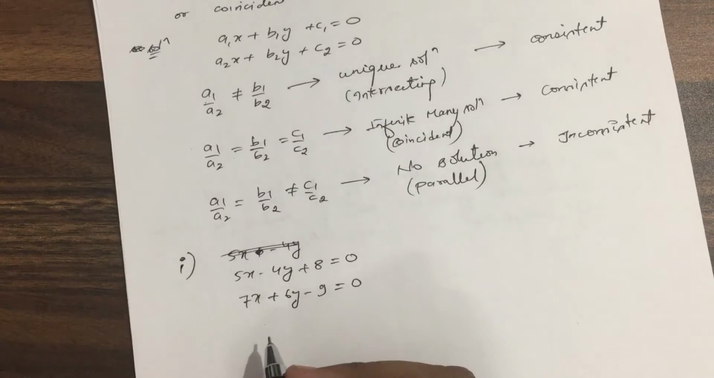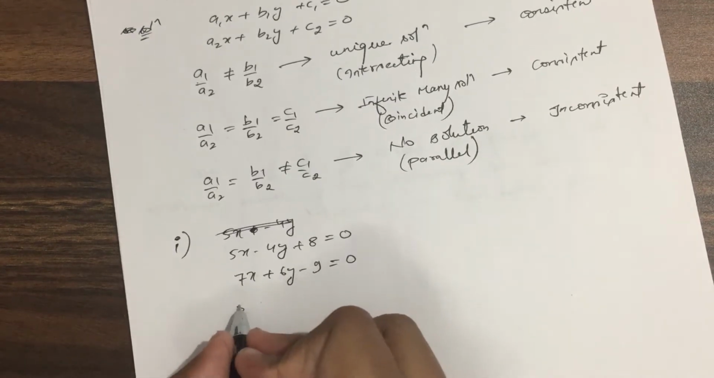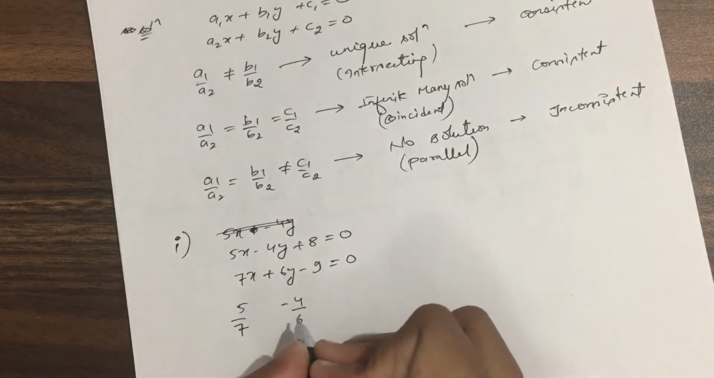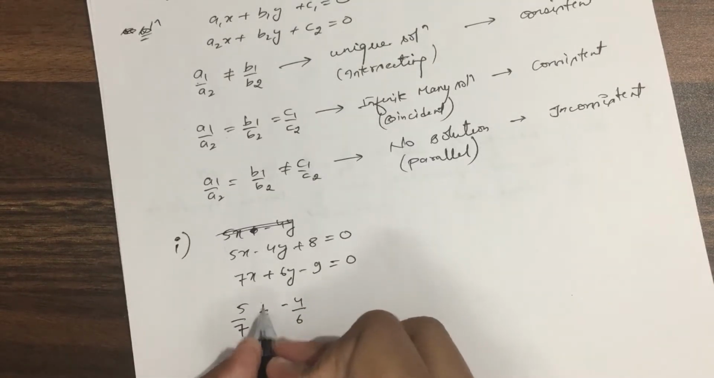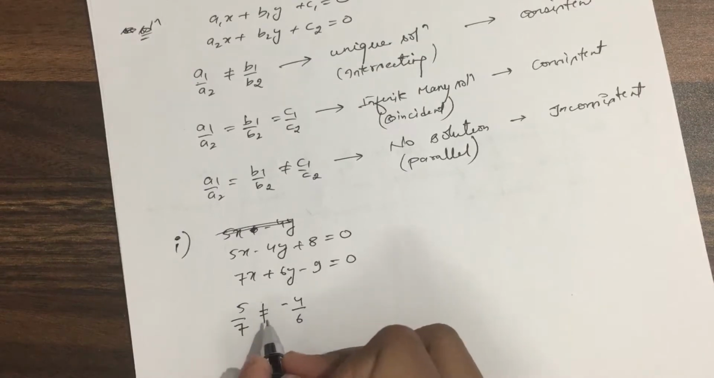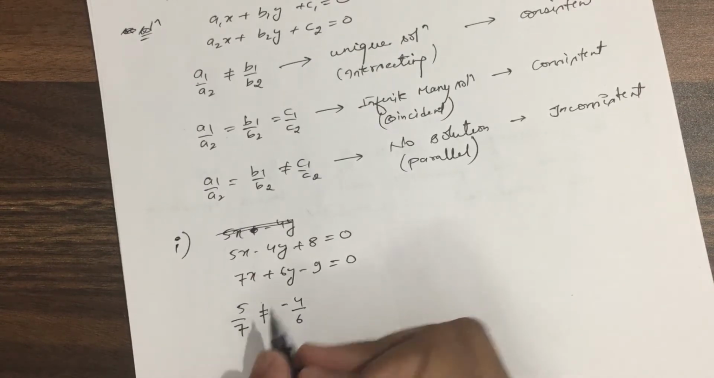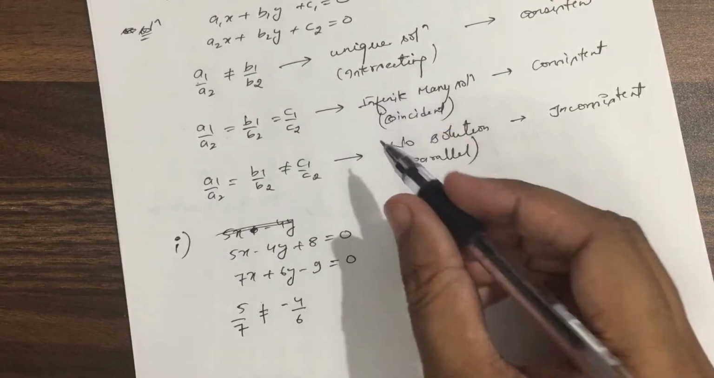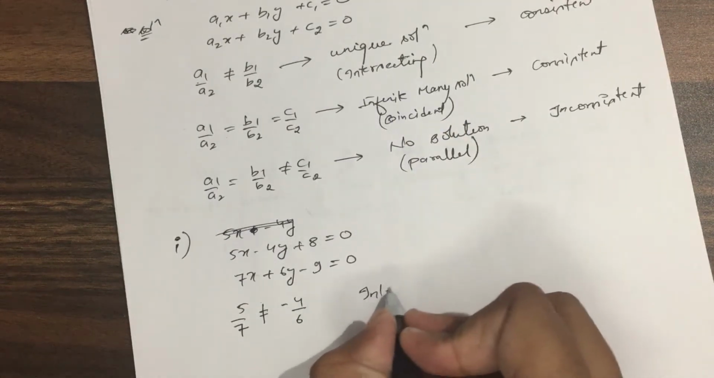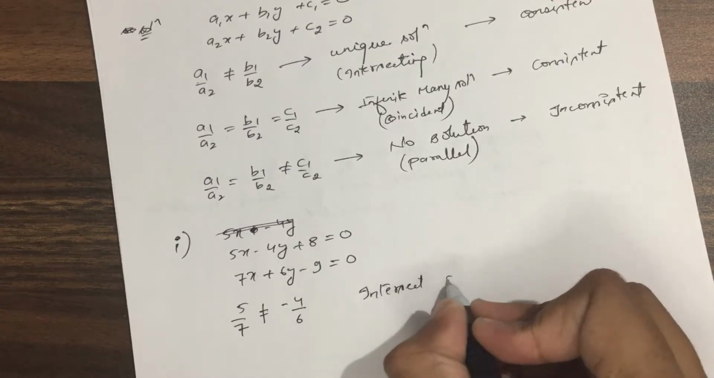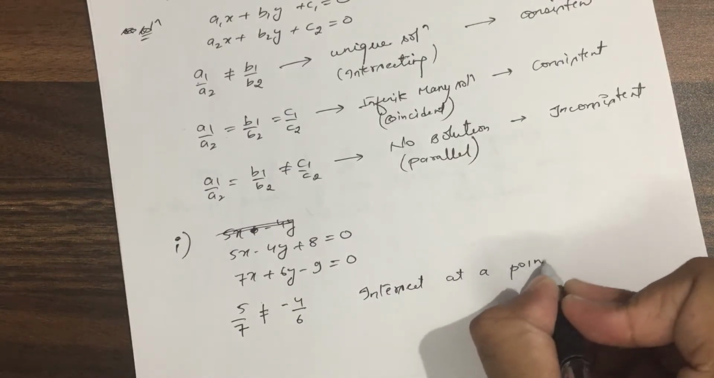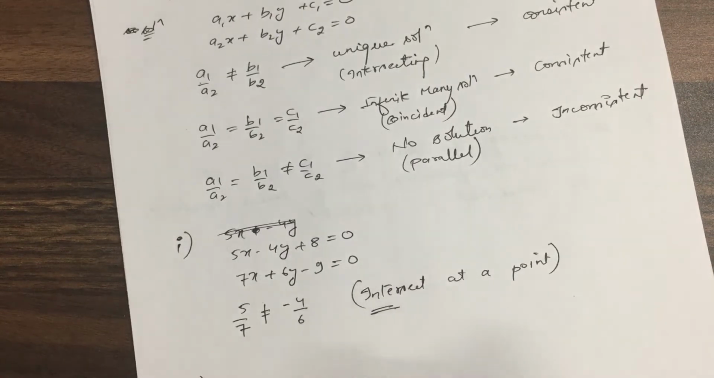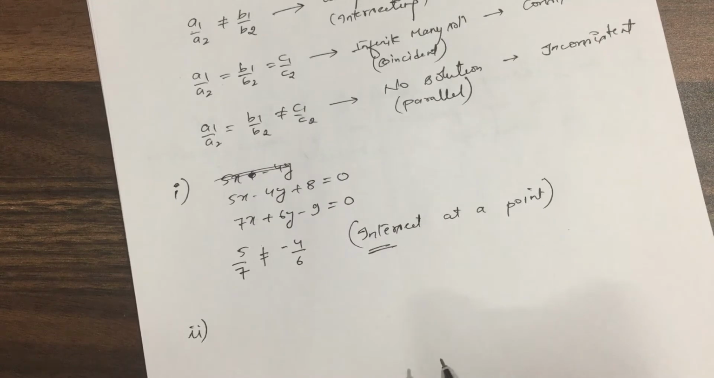Now we will compare the coefficients. So it will be 5 upon 7 and minus 4 upon 6. We can see that these are not equal. So therefore a1 upon a2 is not equal to b1 upon b2. Therefore the lines will be intersecting at a point.